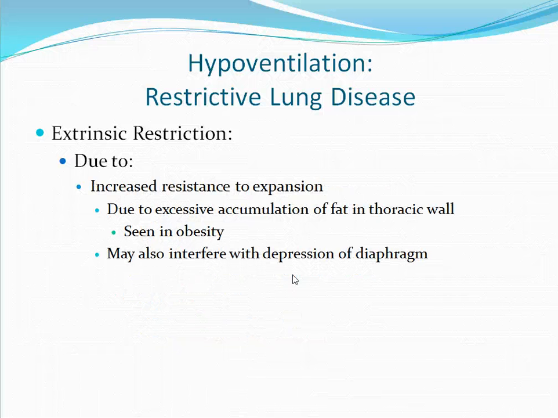The last cause of extrinsic restriction could be due to an increased resistance to expansion. This could be due to excessive accumulation of fat in the thoracic wall, commonly seen in obesity. This increase in fat may also interfere with the depression of the diaphragm.